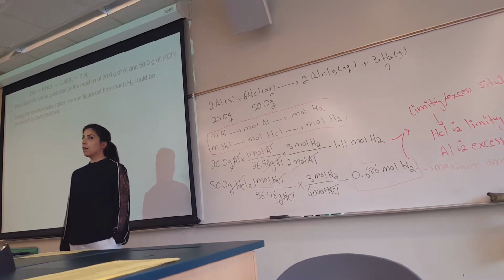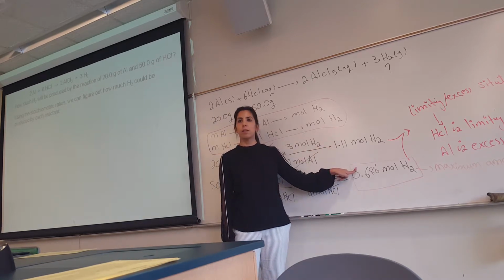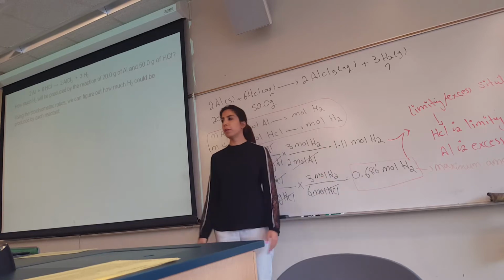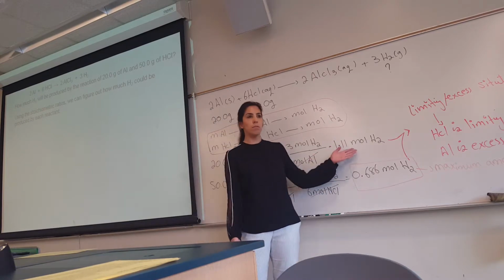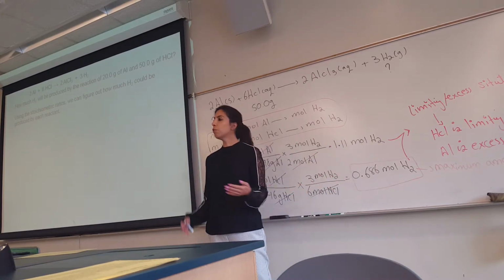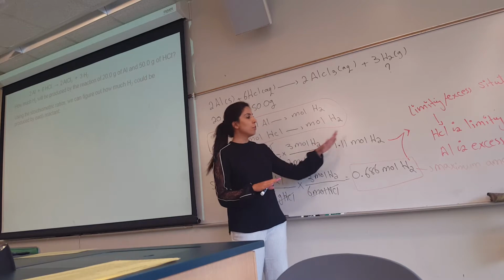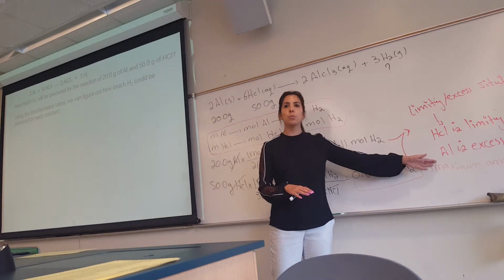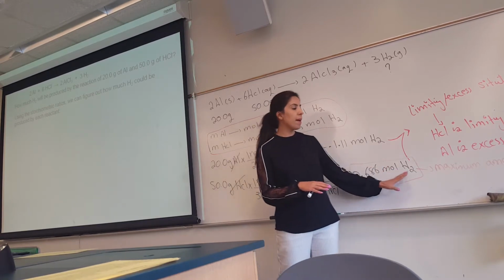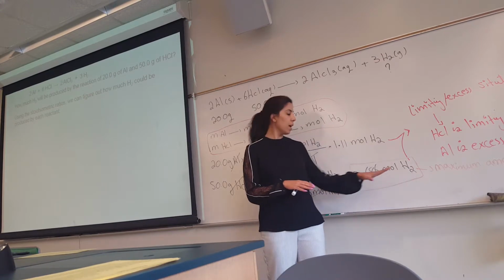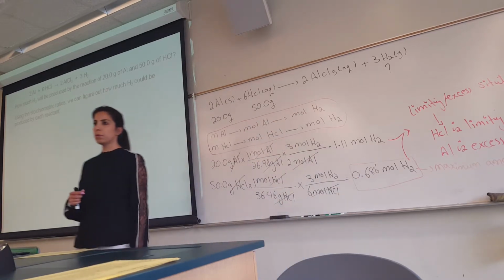Now, in the test, if I give you this question, you can't box both answers for me. If you box both answers, it means that you don't really understand what limiting and excess is. And there is no way I can have two different amounts of hydrogen gas produced. If you don't box anything, again, we don't know what the answer is. So you do your calculations. Once you do your calculation, you define which one is limiting, which one is excess, and then you tell me that based on your limiting reactant, the maximum amount of hydrogen gas, or the yield of hydrogen gas, is going to be 0.686 moles.